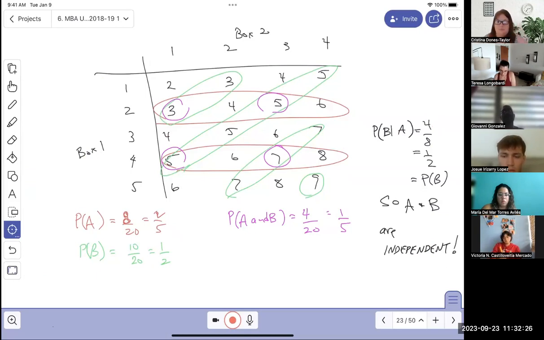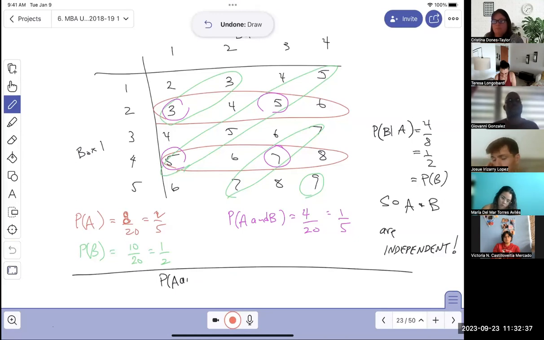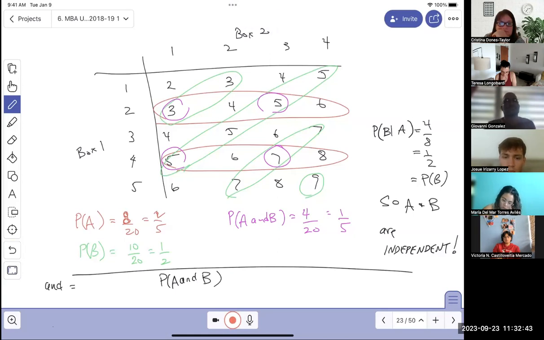The other way I can show this is to say, sometimes I use a symbol for and, but I don't have a habit of doing that, so I didn't write it. This is my statement: if A and B are independent, then the probability of A and B is equal to the probability of A times the probability of B.